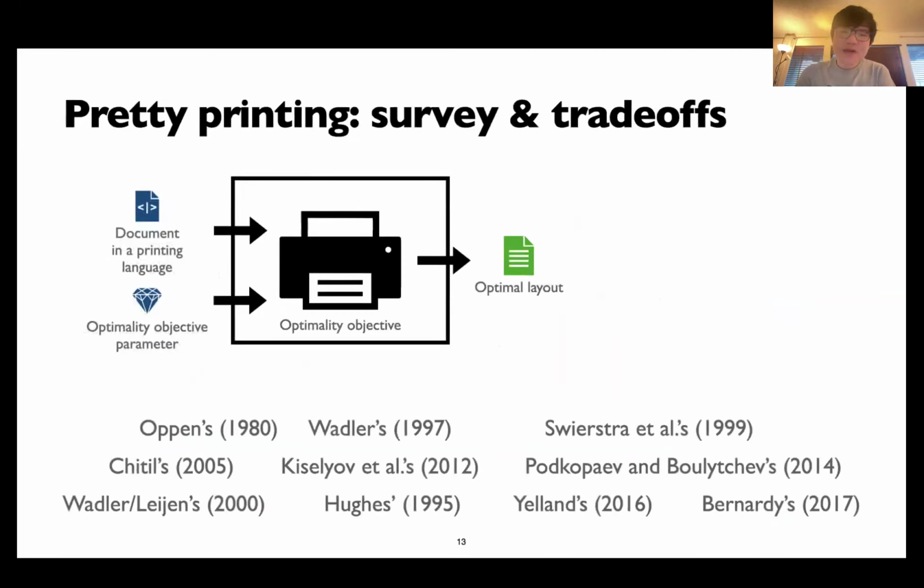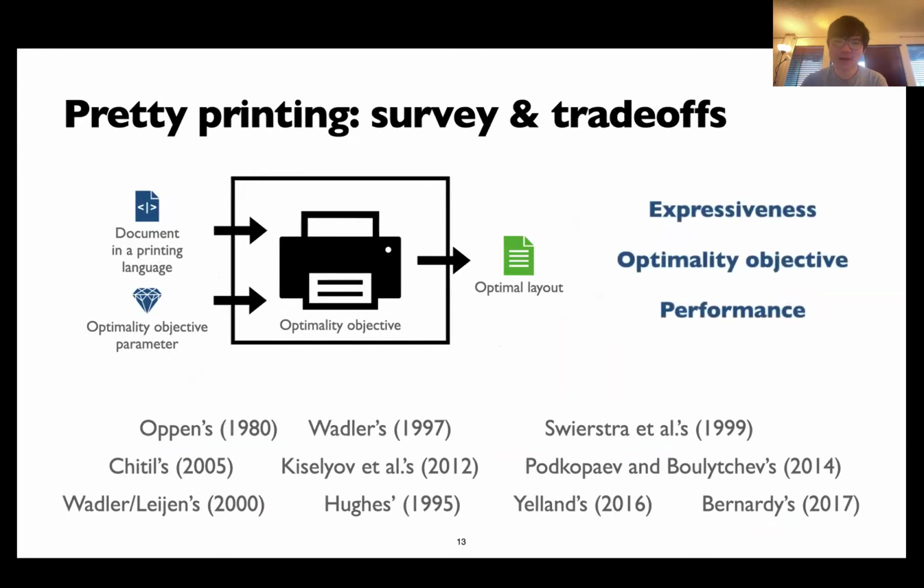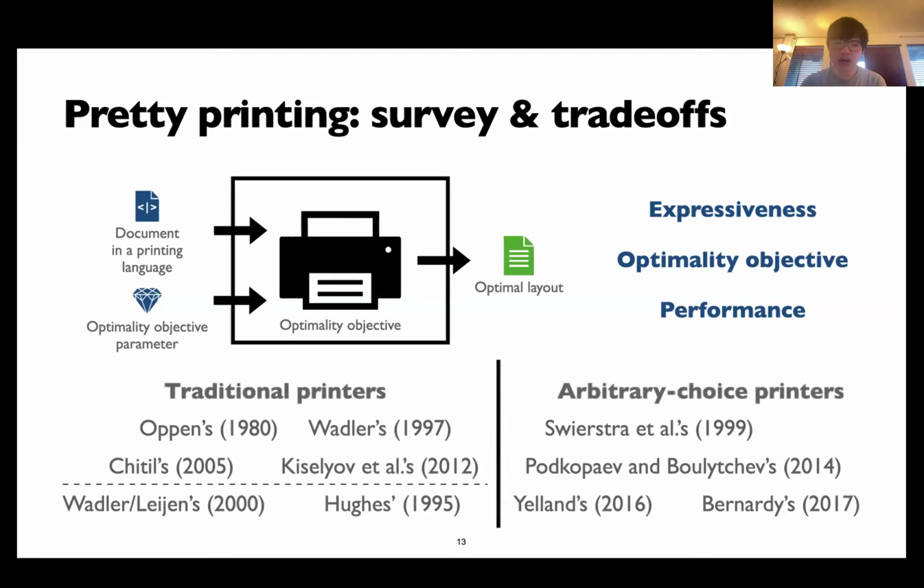There are many pretty printers in the literature. Why? Why isn't there just only one? Well, it's because different pretty printers make different trade-offs in the expressiveness of the pretty printing language, the optimality objective of the pretty printer, and the performance of the pretty printer. In particular, we made a survey on all these different pretty printers, and we categorize them into two groups. The first one, we call traditional pretty printers, and the second one, we call arbitrary choice pretty printers.